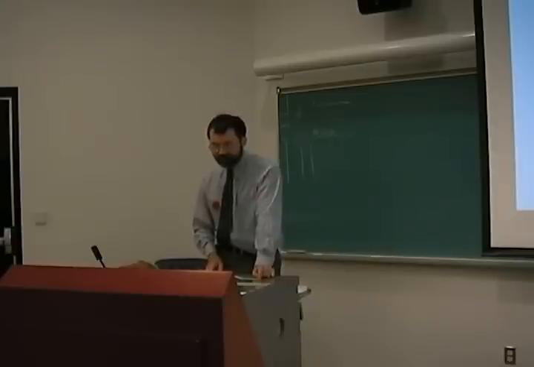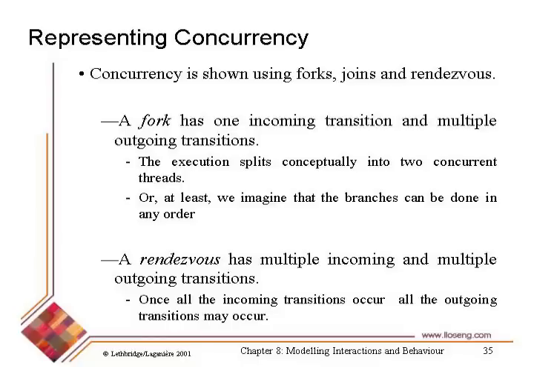Okay, so we've got forks, joins, and rendezvous. I call the fork a split. They're typically called forks. Forks, joins, and rendezvous. A fork has one incoming, multiple outgoing. A join has multiple incoming, one outgoing. A rendezvous has multiple incoming, multiple outgoing. Somewhat less common, but also quite useful at times.